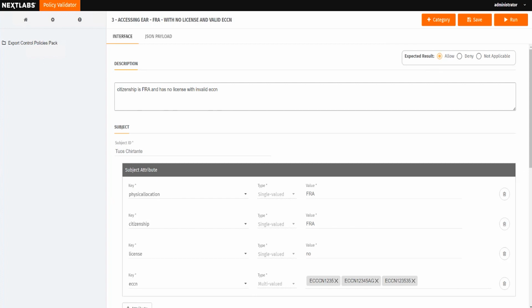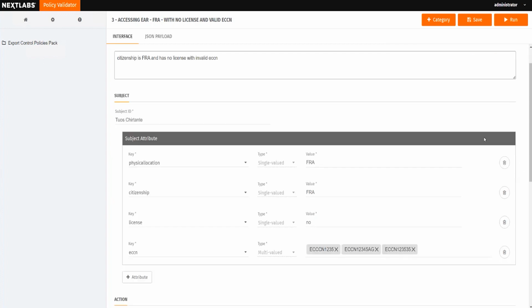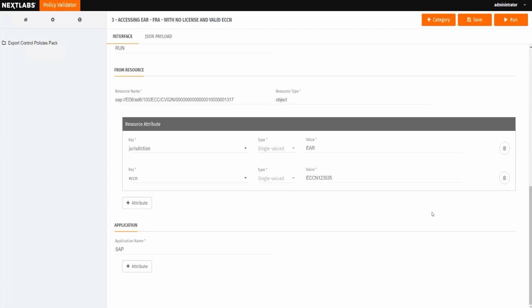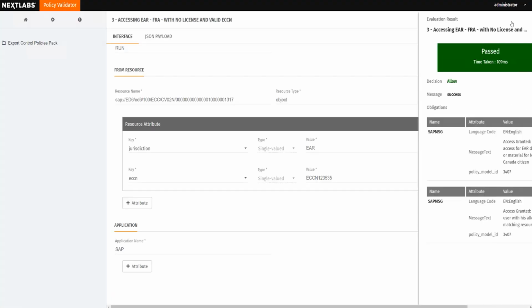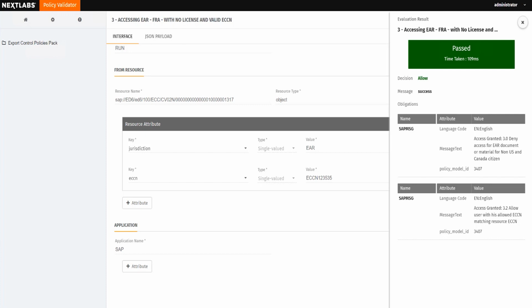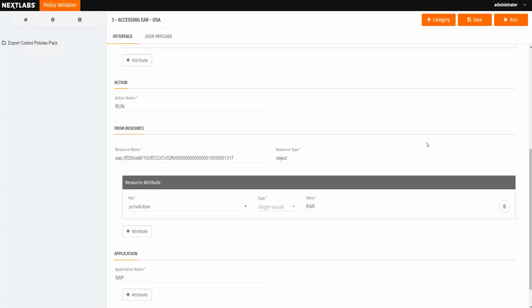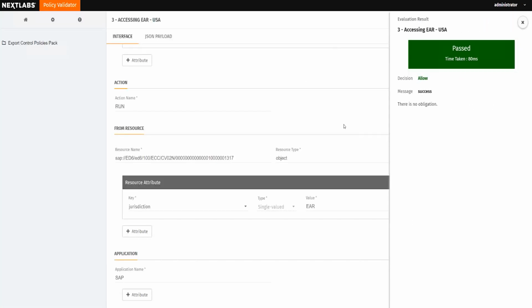In my fourth use case, we also have a French citizen with no license and a valid ECCN. Let's run the test case. We get an allowed decision. Because this user satisfies the sub-policy, allow user with the allowed ECCN matching the resource ECCN. And finally, our last use case, an American citizen trying to access EAR files. Let's run this test case. We get an allowed decision.